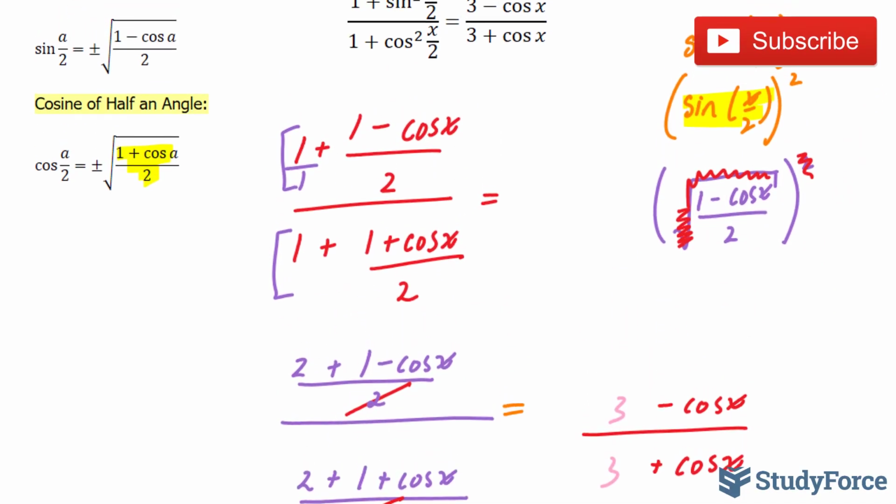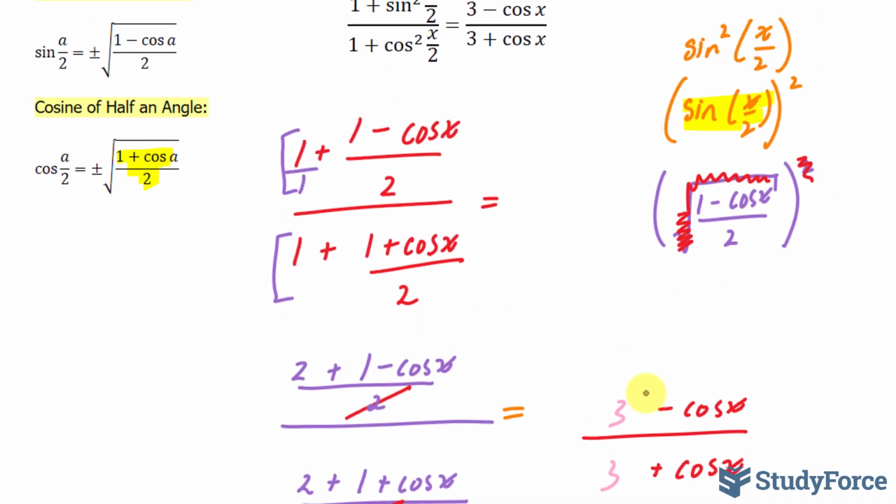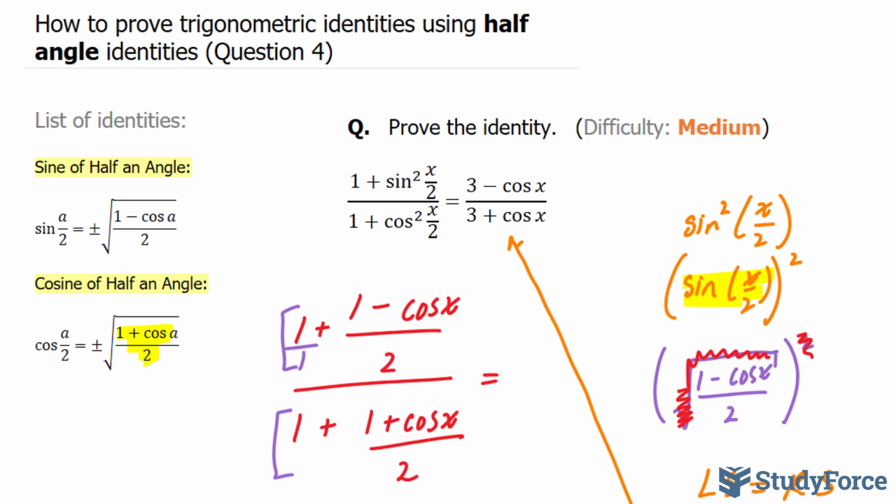Now let's look at the right side. What does this expression look like? It looks like the right side, which means that we have proven that the left side is in fact equal to the right side, and that is how to prove trigonometric identities using half-angle identities.